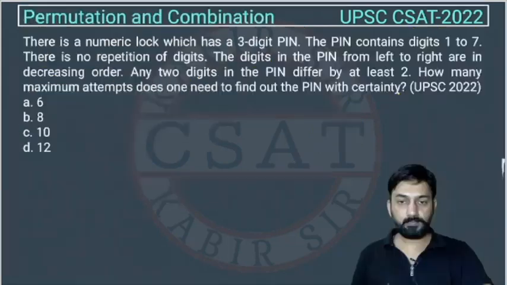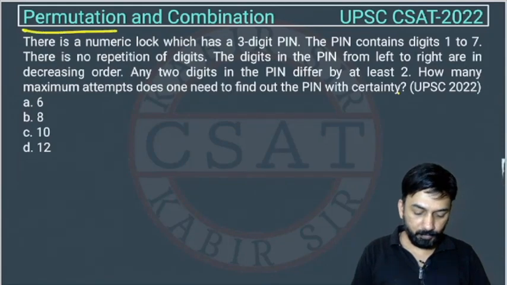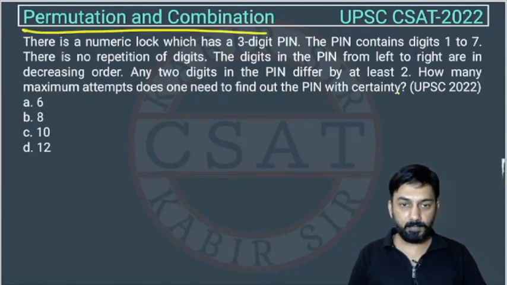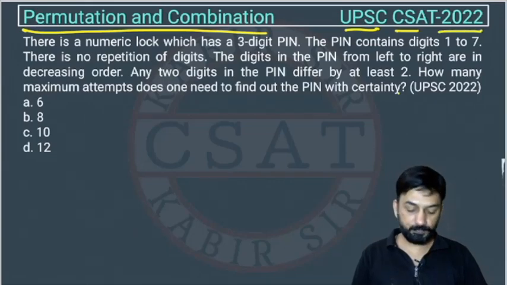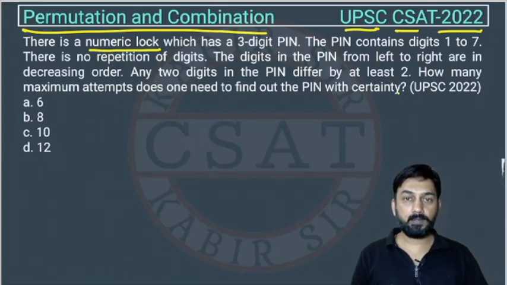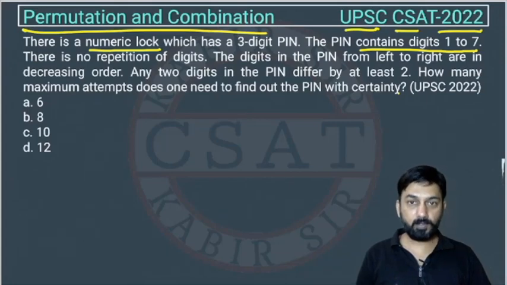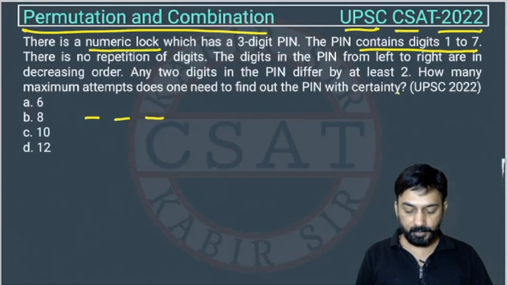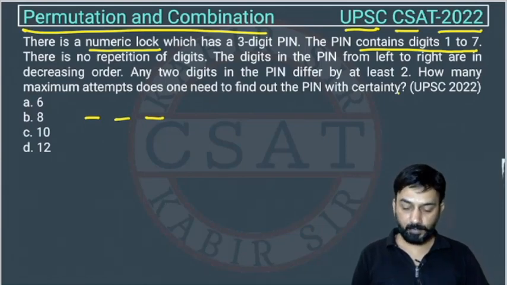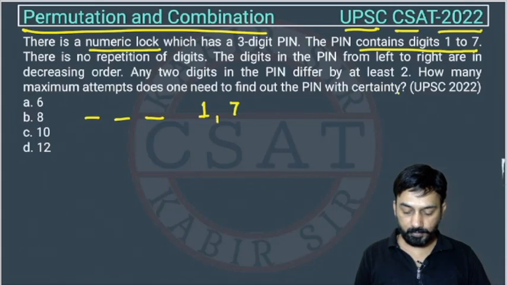Okay. This is a question from Permutation and Combination chapter asked by UPSC in their CSAT paper of 2022. There is a numeric lock which has a 3-digit pin. The pin contains digits 1 to 7, right? So there is a lock. To open it, we need to use one pin, and this is a 3-digit pin, and the digit can be from 1 to 7, right?